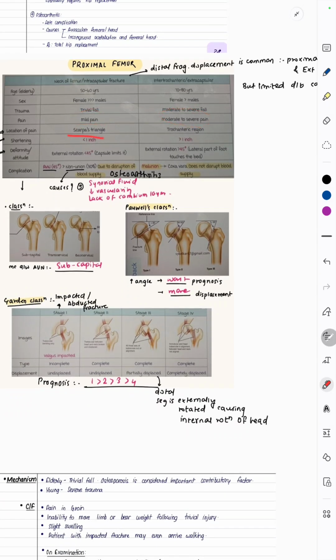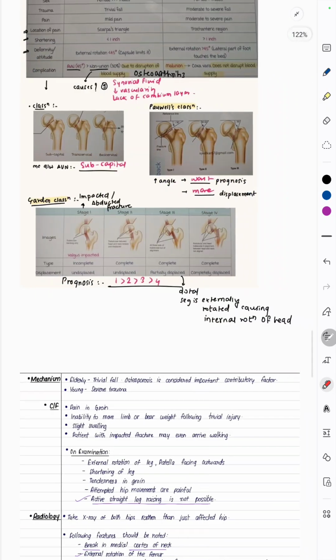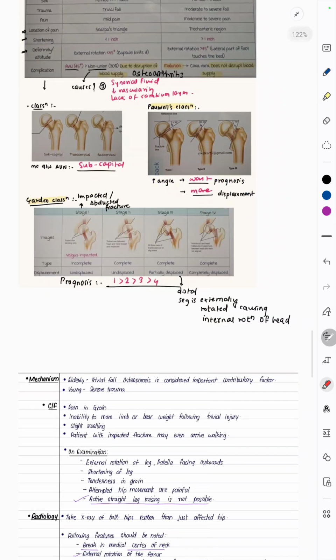The location of pain is Scarpa's triangle in neck of femur fracture, while in intertrochanteric fracture it is in the trochanteric region. In both cases, shortening of the limb will happen. Shortening of the limb will be less than 1 inch in neck of femur fracture. It is more than 1 inch in case of intertrochanteric fracture. And then external rotation is found in both of them. The external rotation in the neck of femur fracture is less than 45 degrees, while it is more than 45 degrees in intertrochanteric fracture, because of which the lateral border of the foot touches the bed.